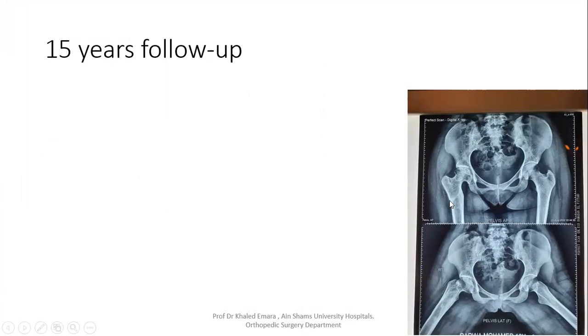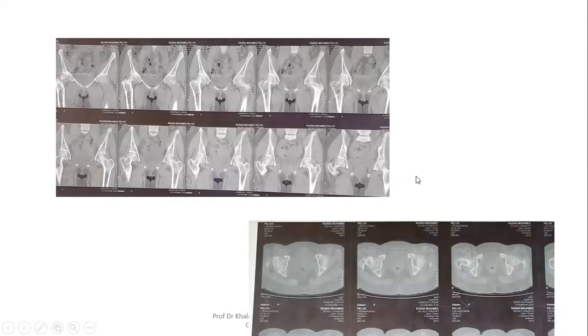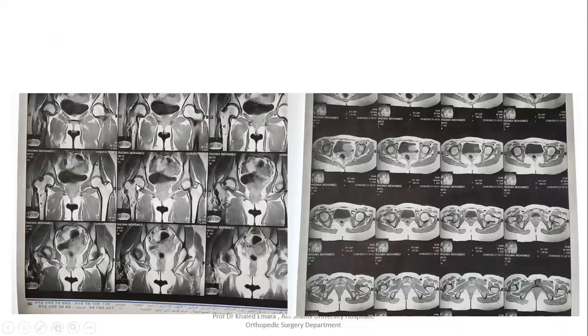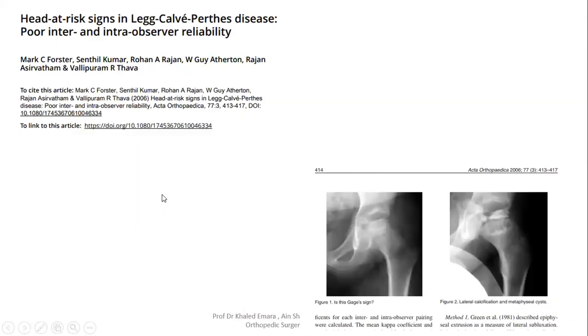This is the site where the osteotomy was. The patient is doing everything, playing football, doing everything, and the head is spherical. And this is also the MRI, the 15-year follow-up MRI. So we shouldn't count on things that are not related to the symptoms or the anatomy of the patient.